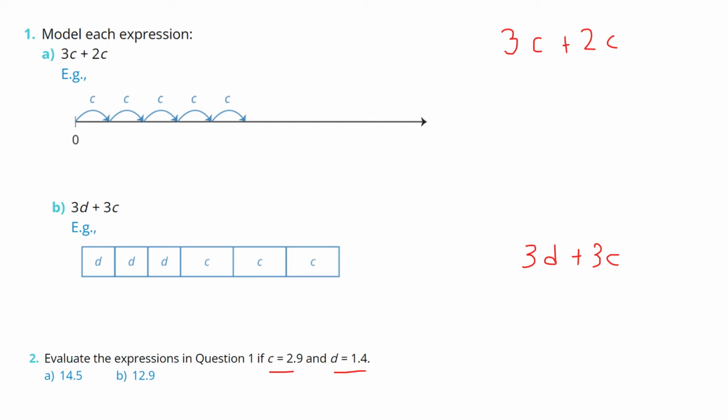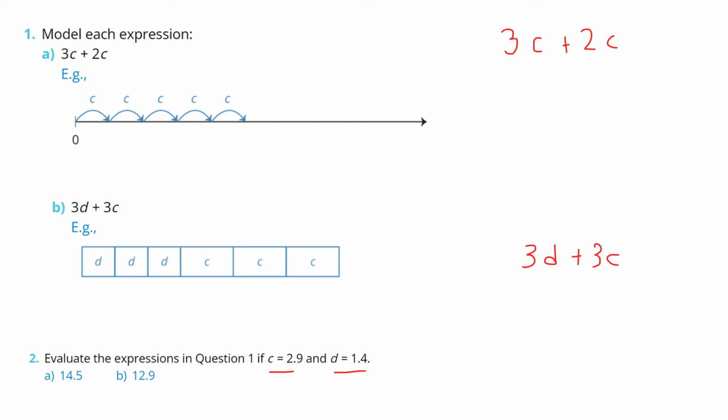Okay, so for the first one, it says model each expression. So basically what we're doing there is 3c plus 2c is an expression because it doesn't have an equal sign. It's not something that we can solve with balancing the other end of the equation. But c is your variable. So any letter or symbol or shape is a variable. It's your unknown. So because these two numbers have like variables, they're both c, you can actually add the 3 and the 2 together and get an answer of 5c.